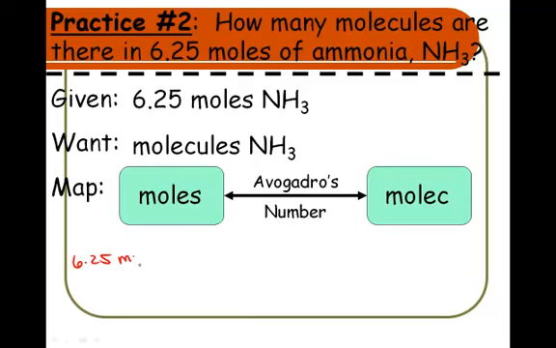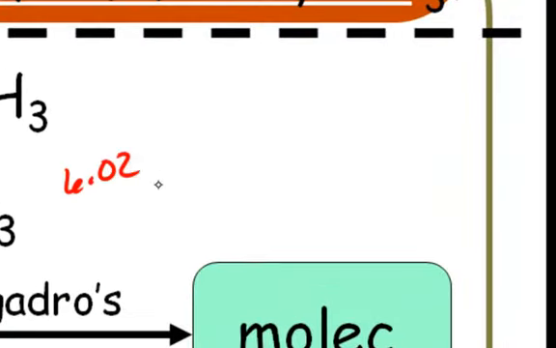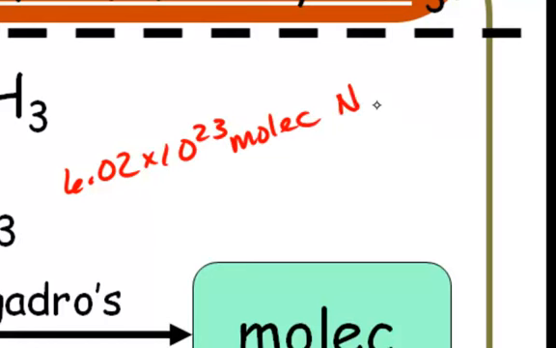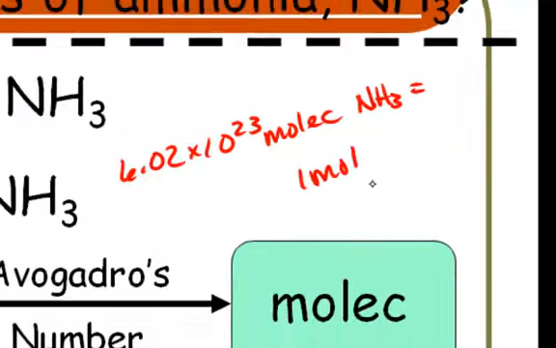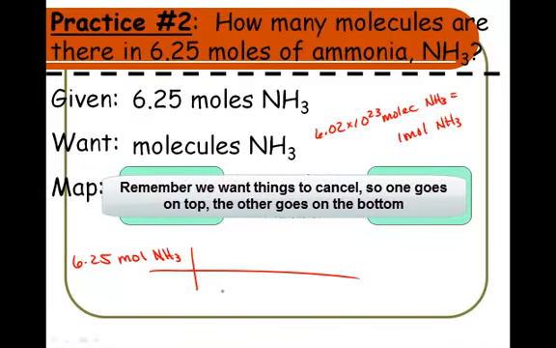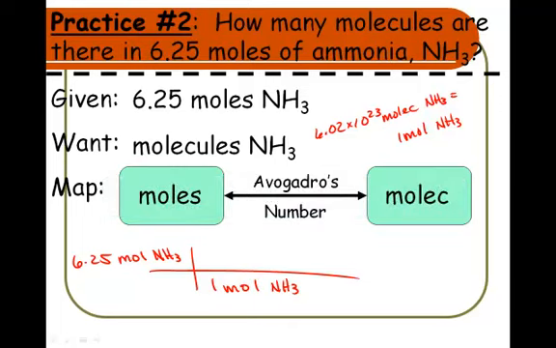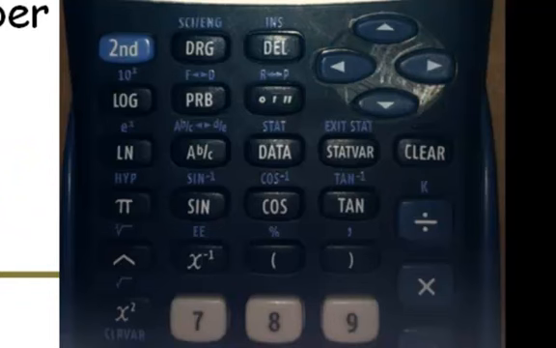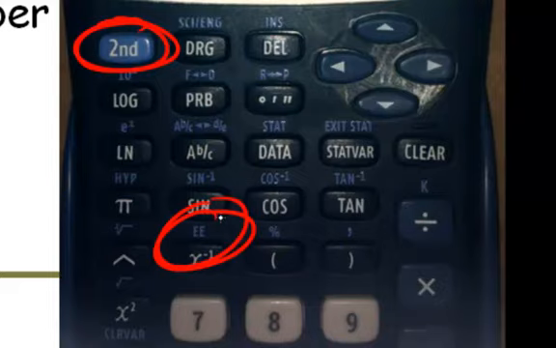6.25 moles of ammonia. I'm going to use Avogadro's number, which is still 6.02 times 10 to the 23rd. In this case, molecules of NH3 is equal to 1 mole. So I will put my 1 mole on the bottom because that's where I want it to cancel. And 6.02 times 10 to the 23rd molecules on the top. So again, I'll make sure that I use my second inverse button.